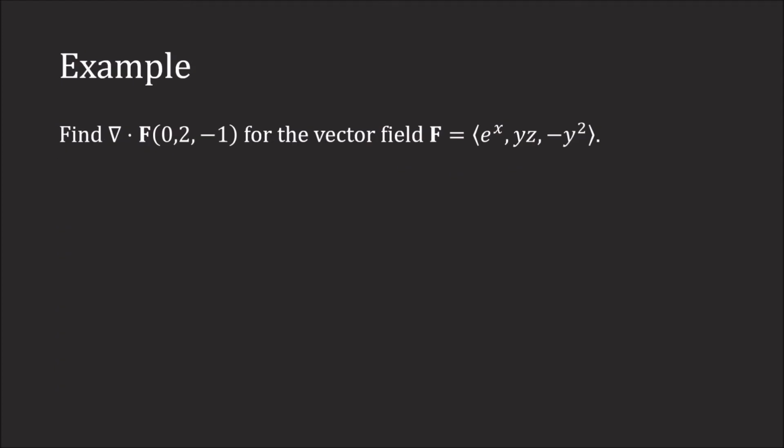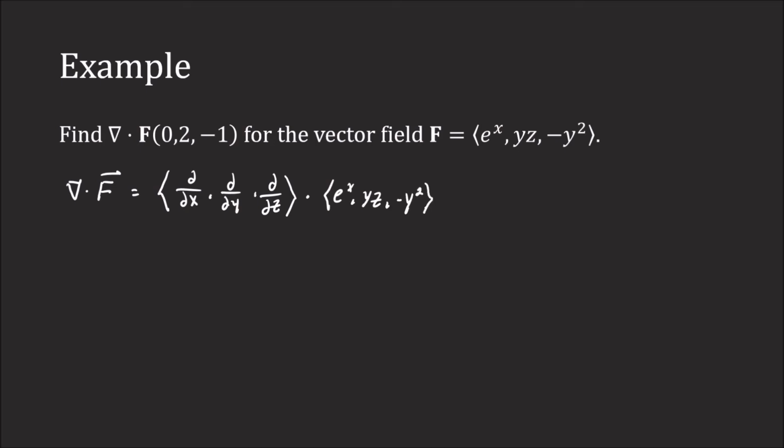So let's go ahead and find the divergence of our vector field e to the x, yz, negative y squared at the point 0, 2, minus 1. So the first thing I do is calculate del dot f. So remember, this is partial partial x, partial partial y, partial partial z, dotted with e to the x, yz, and then negative y squared.